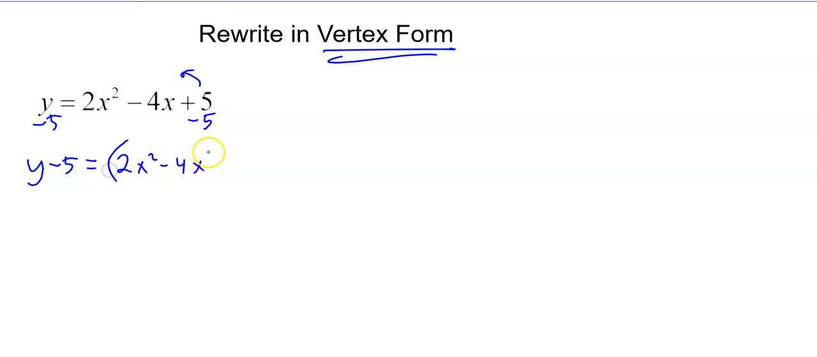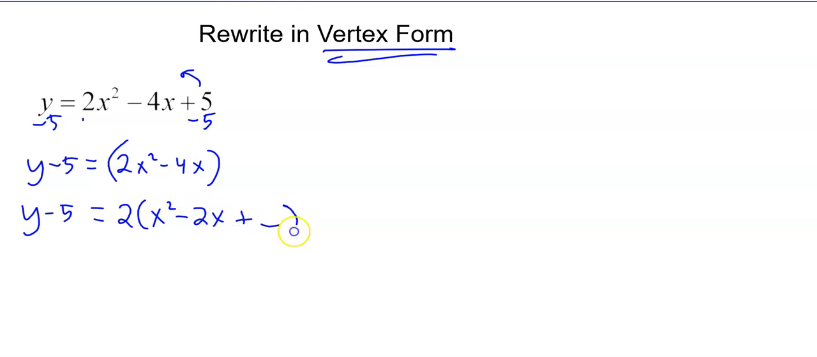You're going to factor out the leading coefficient of 2. So you get y minus 5 equals 2 times x squared minus 2x plus blank, plus blank. I'm going to add something to both sides there. Half of this middle term, half of -2 is -1. -1 squared is +1, so I'm going to add 1 inside. Remember, because of this leading coefficient, I'm not really just adding 1 to the right-hand side. I effectively added 2. So I've got to add 2 to this side to balance out the equation.